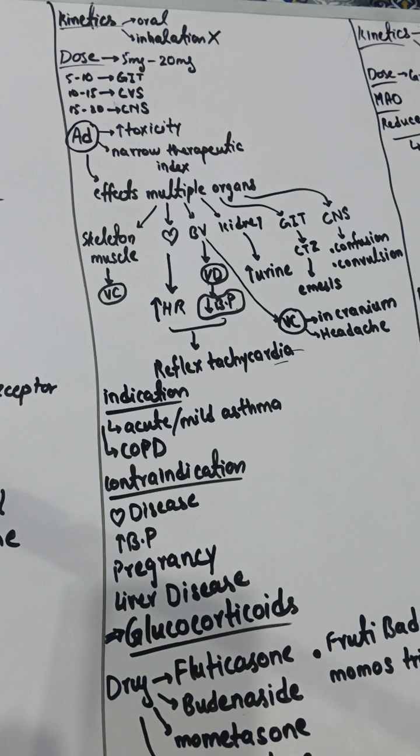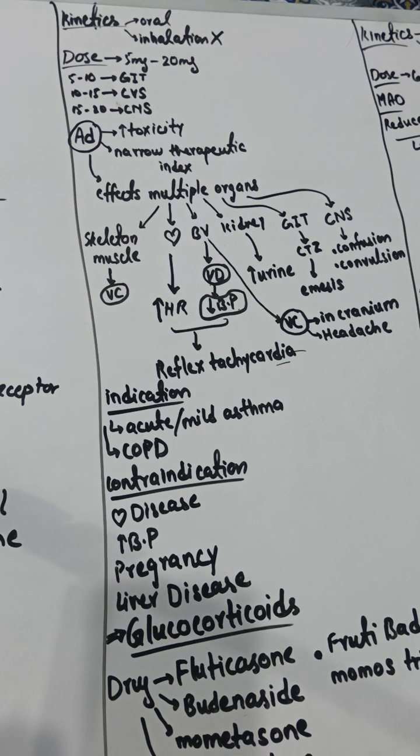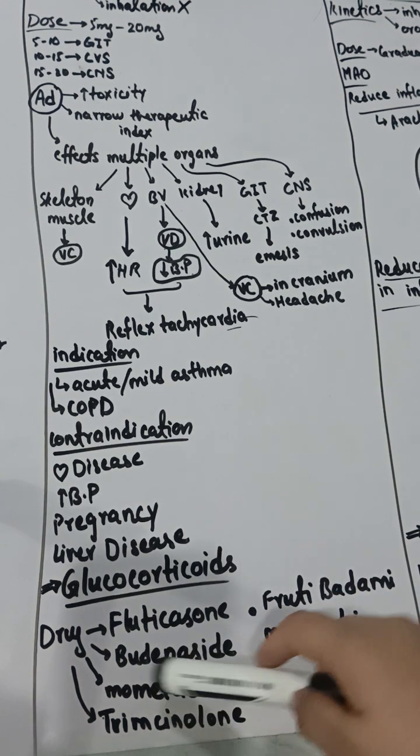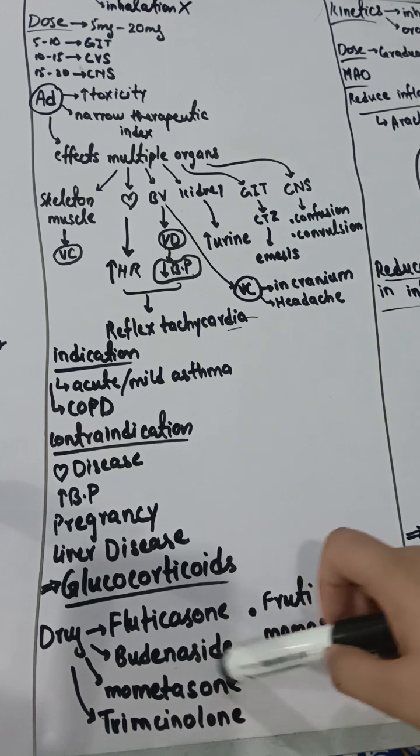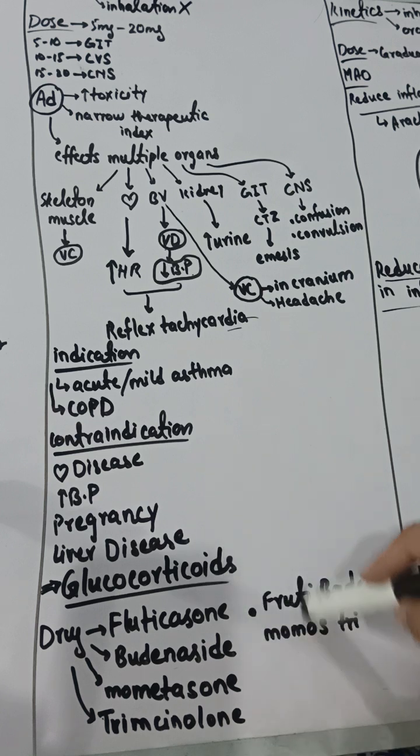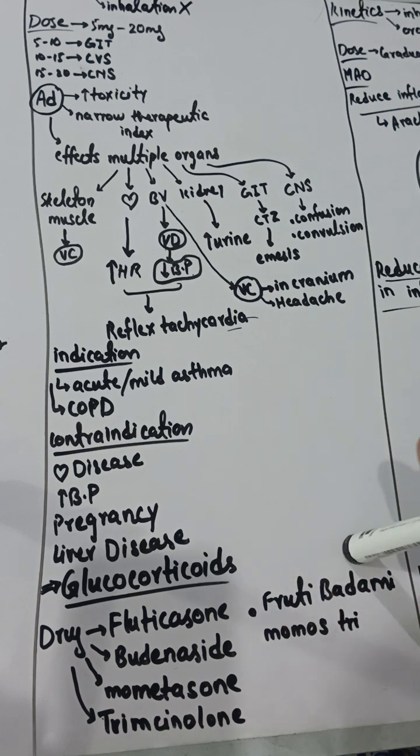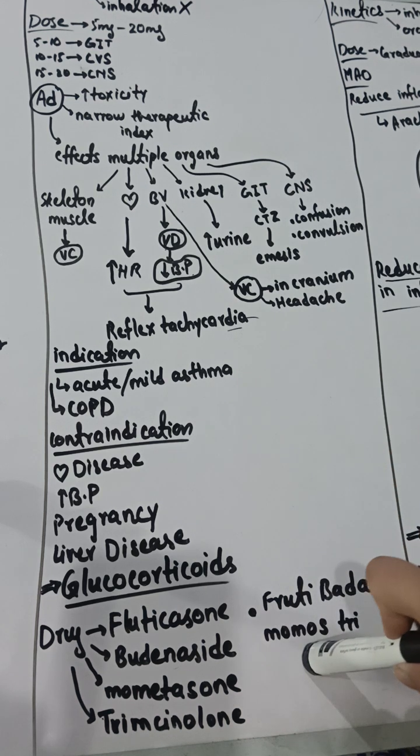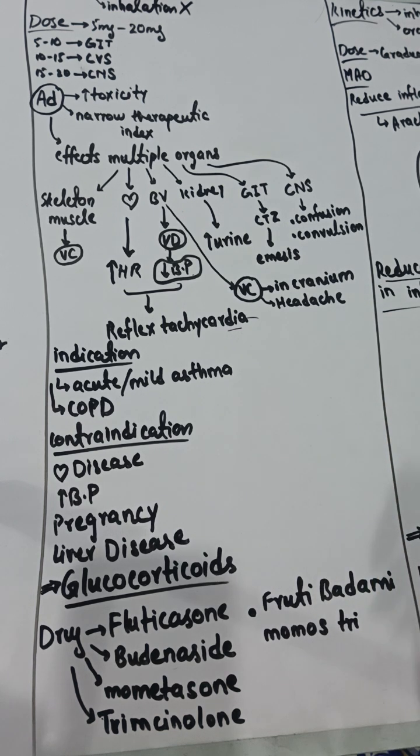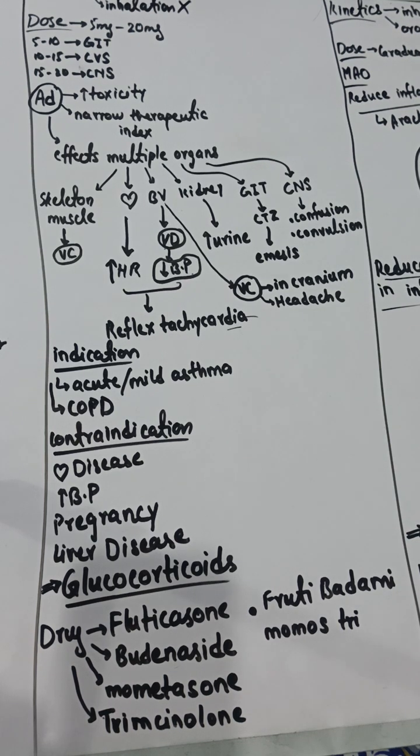Glucocorticoids are actually a class of drug. In that class, a lot of drugs are present that belong to the glucocorticoids. So let's discuss them. The glucocorticoid drugs are fluticasone, budesonide, mometasone, and triamcinolone. So how to remember them? There is a mnemonic here: fruity, badami, momos, tri. Fruity and badami are flavors of ice cream, momos is a dish, and tri means three, so the order is fruity, badami, and three momos.